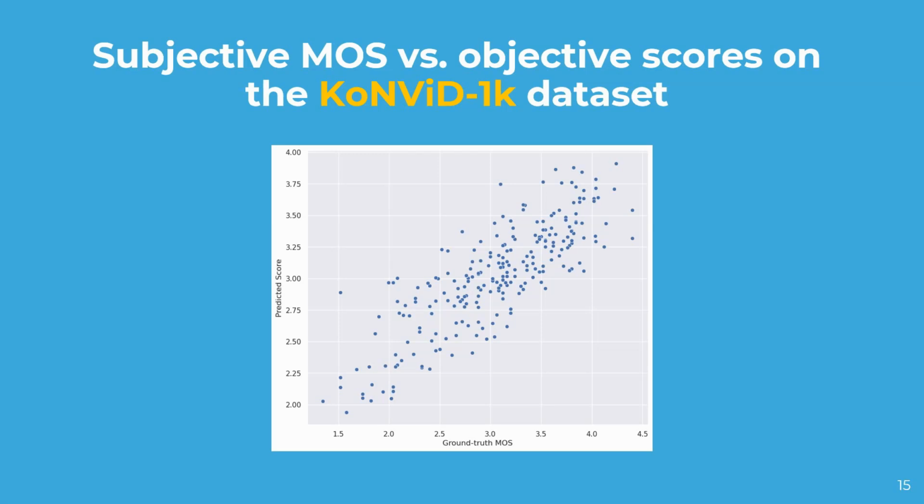In the last slide, we can see the correlation between the predicted scores and the ground truth MOS. The horizontal axis shows the ground truth MOS, and the vertical axis shows the predicted score, and we can see how well these two values are correlated.